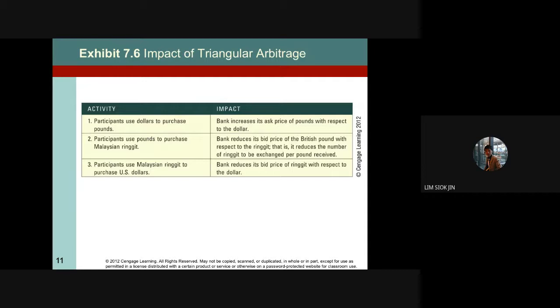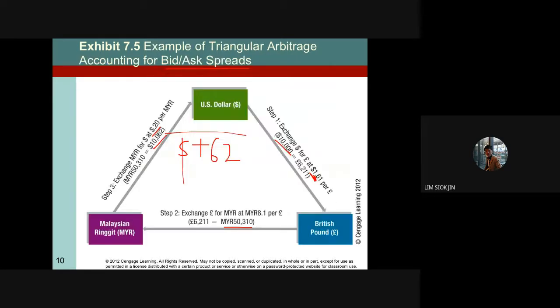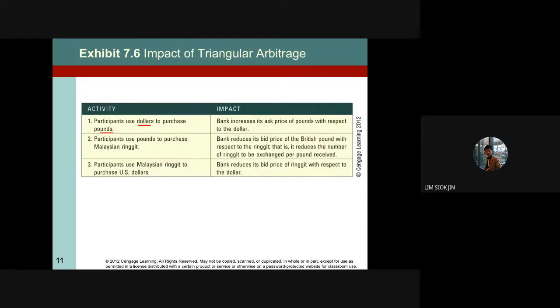Alright, so here it says the impact of triangular arbitrage. What you did here, what was the impact? So the first thing is when you use dollar to buy pound, your first step here. You just buy and sell like nobody's business. But in actual fact, what happens when you use dollar to buy pound? Bank will start to increase the price of pound because he sees that, oh, now I have less pound. I want to sell at a higher price because you bought a lot of pound from them already.